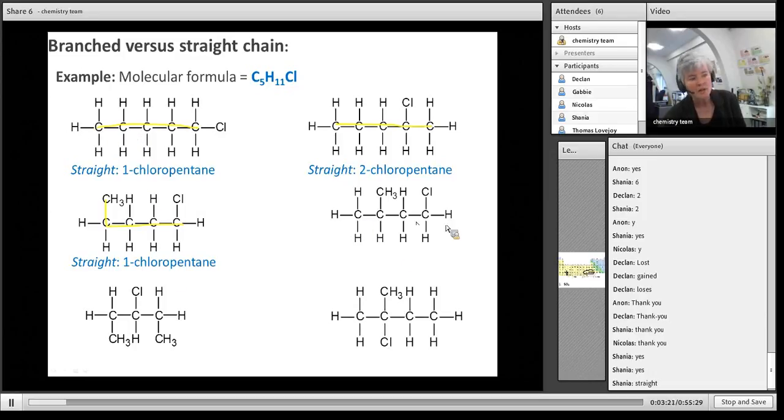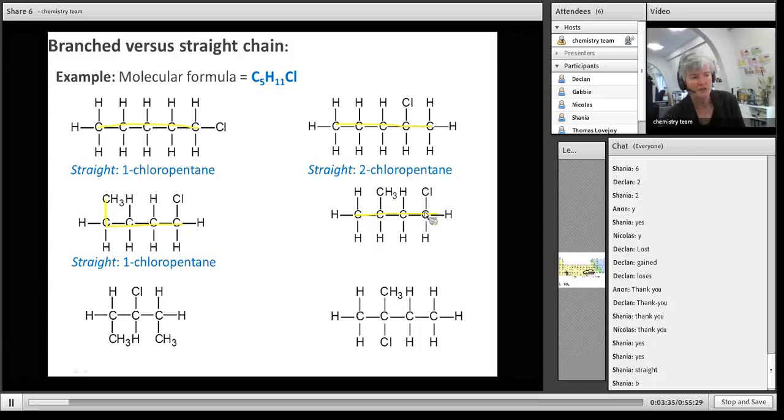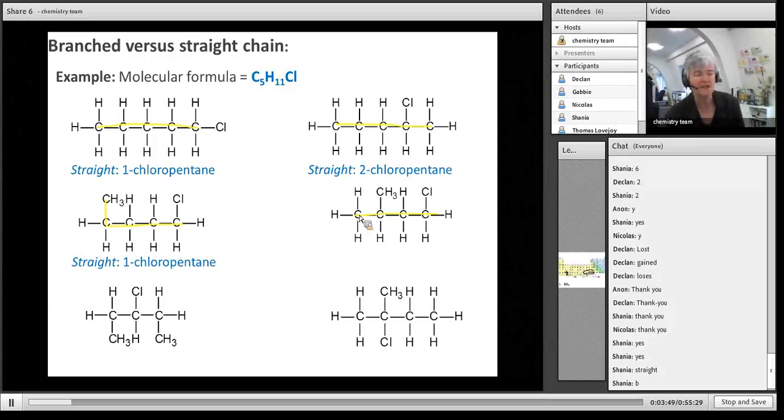Right, what about this fourth one? Is it S for straight or B for branched? B for branched, because can you see if I draw it along here, there's no way I can get to that carbon without having to backtrack, or going up and then having to jump to get to there. If they ask you to draw a branched chain isomer, and I'll explain that term just now, then you've got to draw something where there is a side chain.